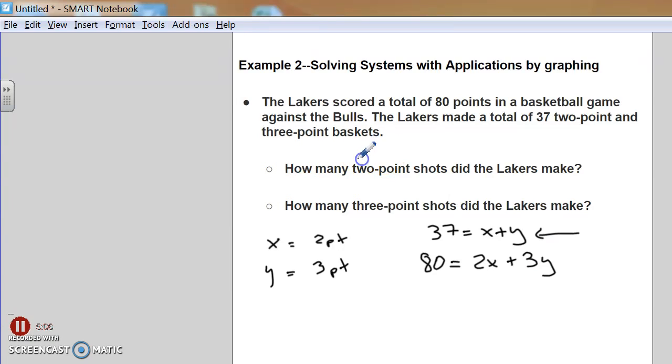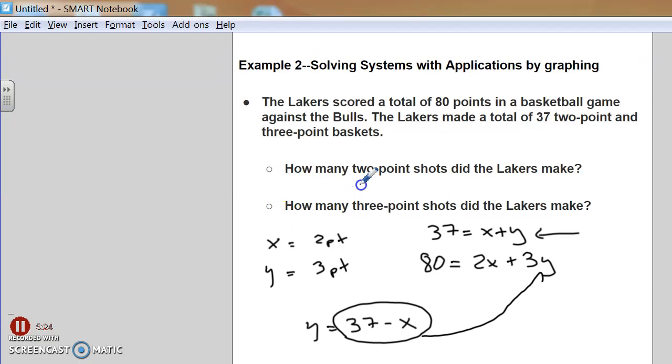This one lends itself very nicely to solving for X or Y. So I'm just going to solve for Y, and that will give 37, and I'm going to subtract the X, so I get Y is equal to 37 minus X. Where I see Y in the second equation, Y disappears, and what is substituted in is 37 minus X, hence the name substitution method. So we've got 80 equals 2X plus 3 times 37 minus X.